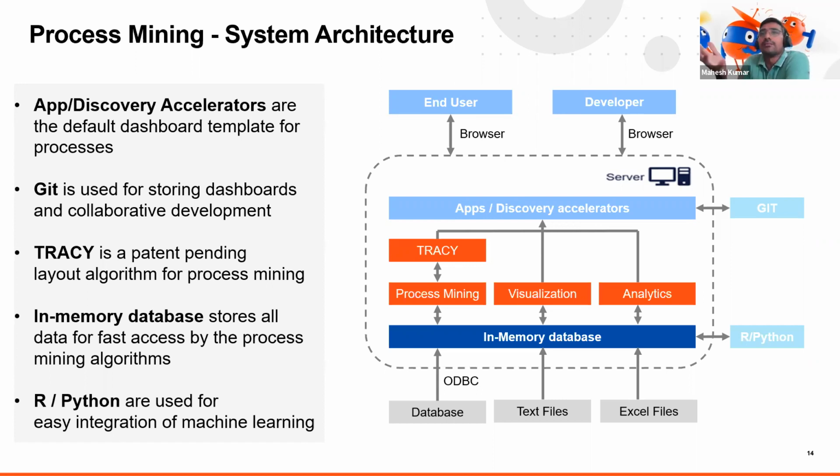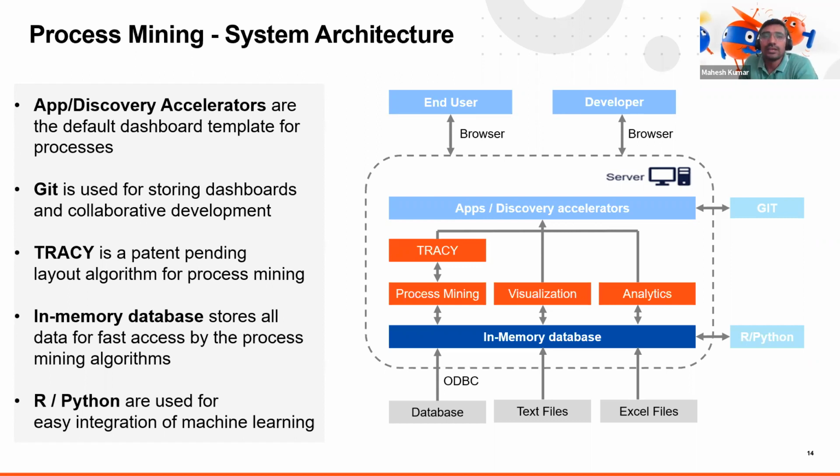Next component is the in-memory database. So the in-memory database stores all the data for fast access by process mining algorithms. If we have data stored in-memory, it will be quickly available and accessible for all the algorithms.